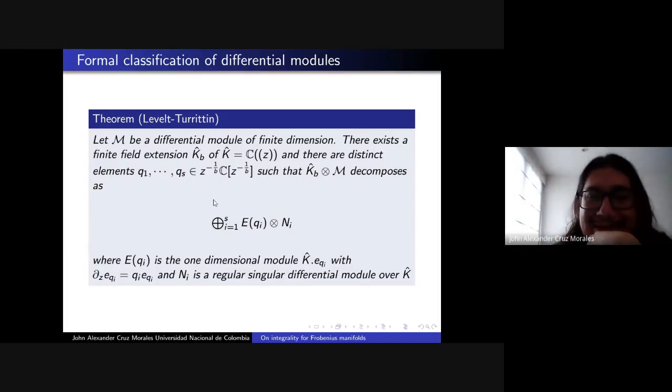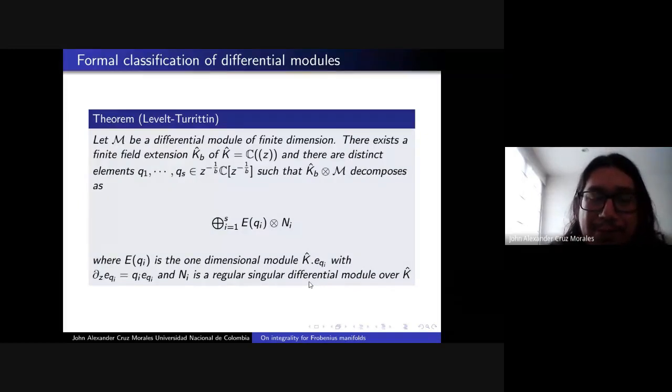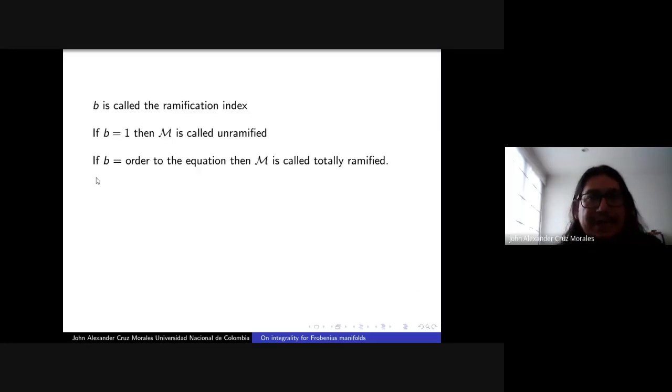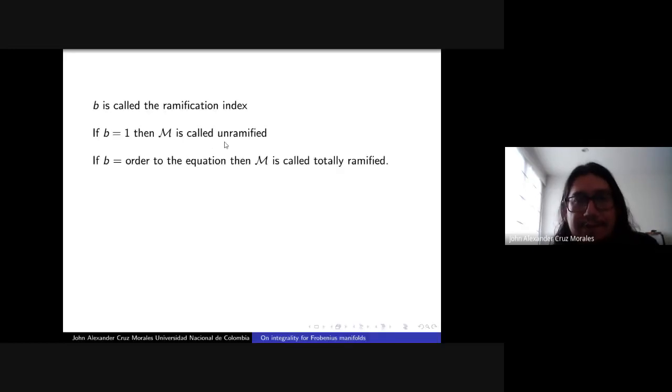So somehow the regular part is contained in this data. There is some kind of regular part, and you can have this other part. That is what is meant by a regular singular differential module. So what is B here? This B is called the ramification index. If B is equal to 1, this means you don't need to take any extension. If the differential equation already decomposes here, then you call this unramified.